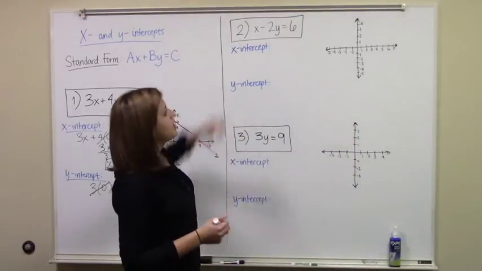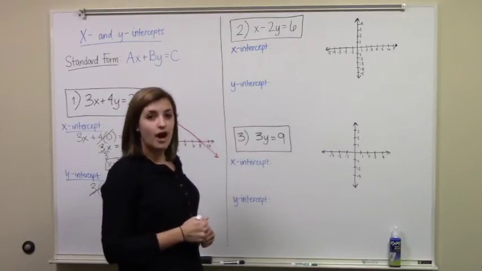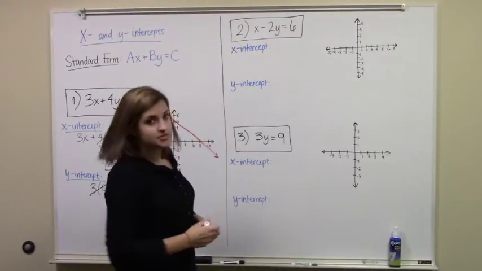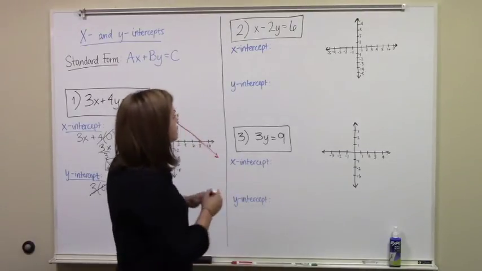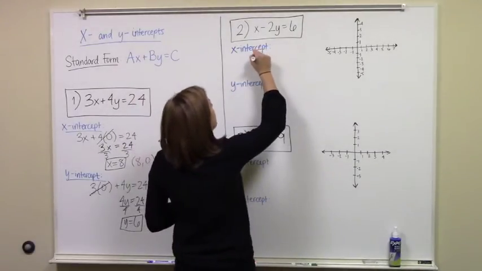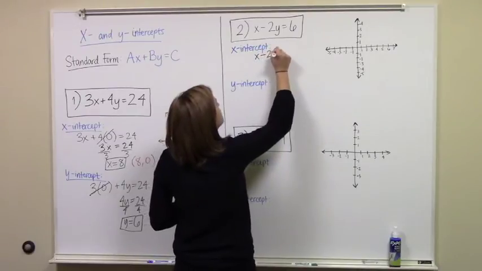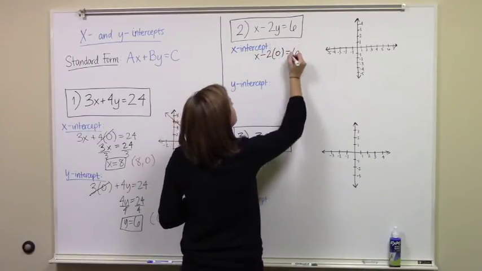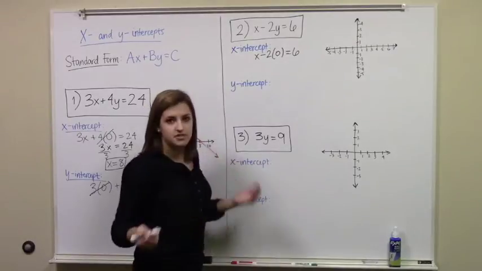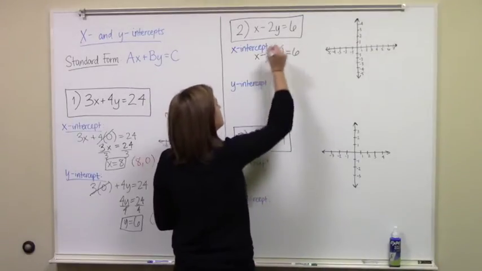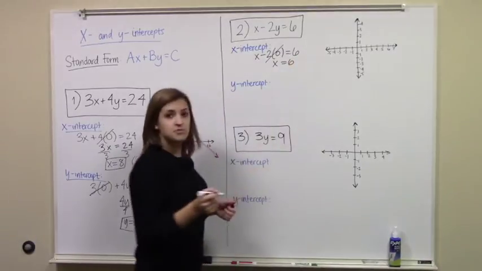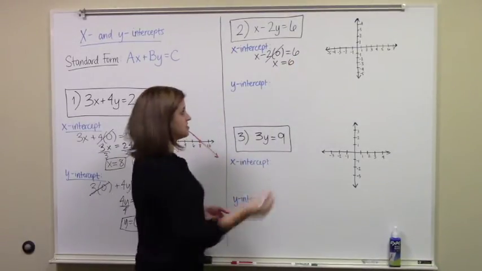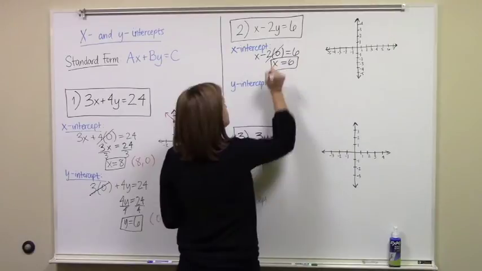Example number 2 has x minus 2y equals 6. All right, so to find our x-intercept, first we're going to set y equal to 0. So we will get x minus 2 times 0 equals 6. And my 2 times 0 cancels out. And I will get x equals 6. Okay, so x equals 6 is my x-intercept. So I can box that.